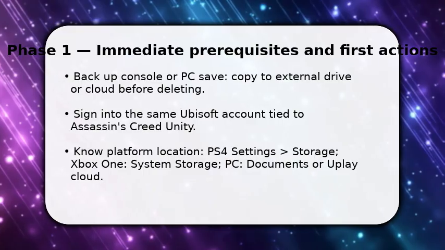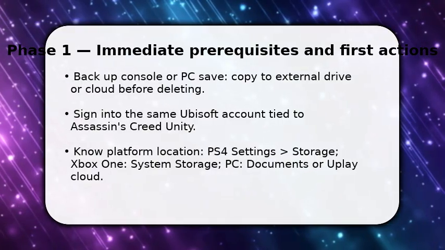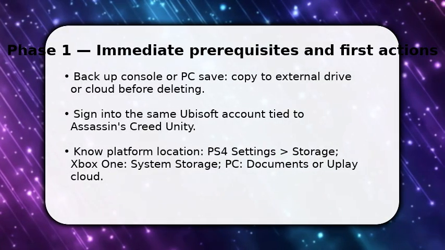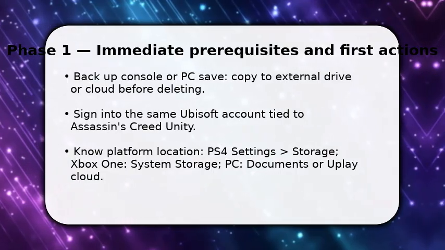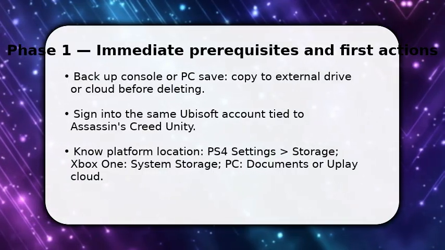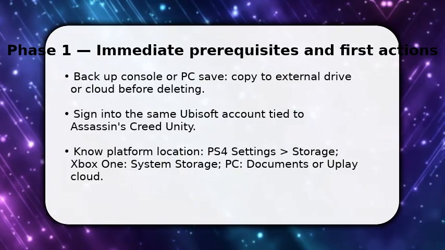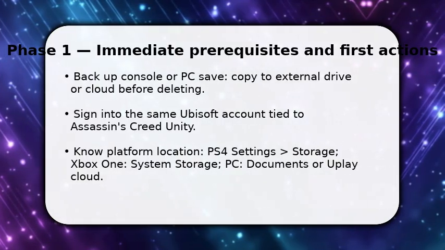You begin by making a backup. Do this now because deleted saves are often unrecoverable. On consoles, go to System Storage and locate Assassin's Creed Unity files. On PC, check Documents or the Ubisoft Connect folder.